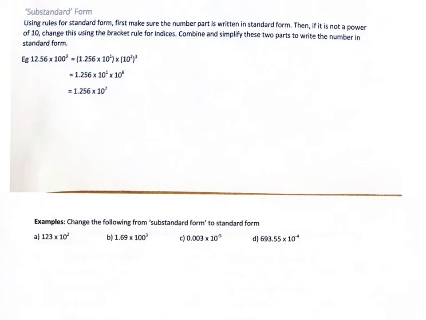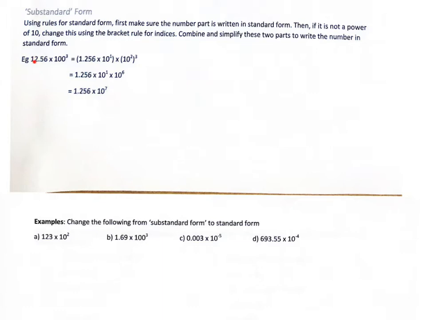Substandard form is whenever we have a number that looks like it's in standard form, but isn't. Our rules for standard form are that it should be a number that looks like a times 10 to the power of n, where a is between 1 and 10, and n is a whole number, either positive or negative.